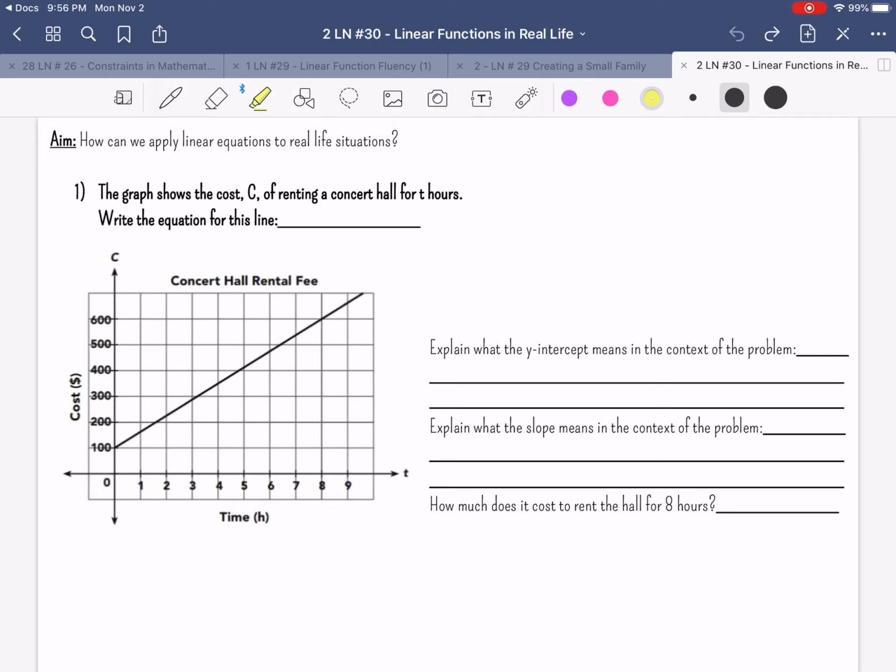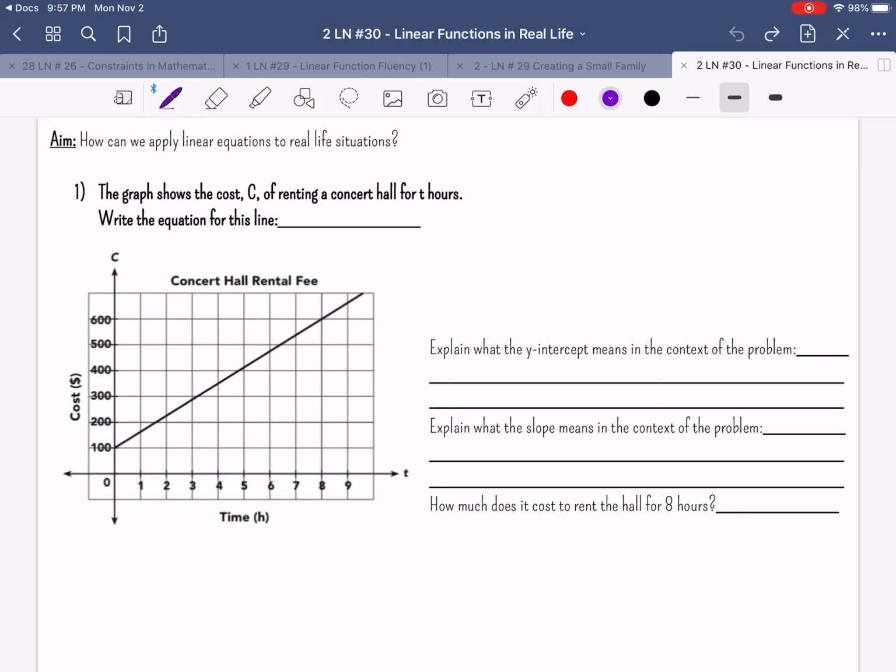So this is actually my favorite part of algebra, when we're working with real life situations, so we could see where these functions came from. They're all based on something, some problem a mathematician faced, some real world situation. So here we have a graph that shows the cost, which is C, of renting a concert hall for T hours. So I know some of you are aspiring musicians, so this might be something you would need to look at in the future.